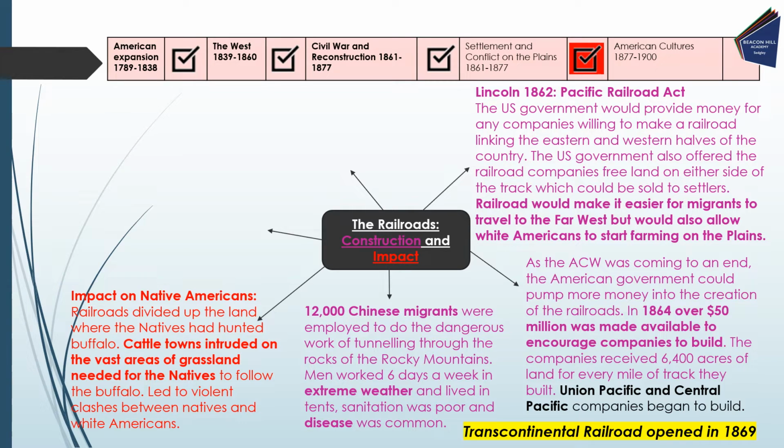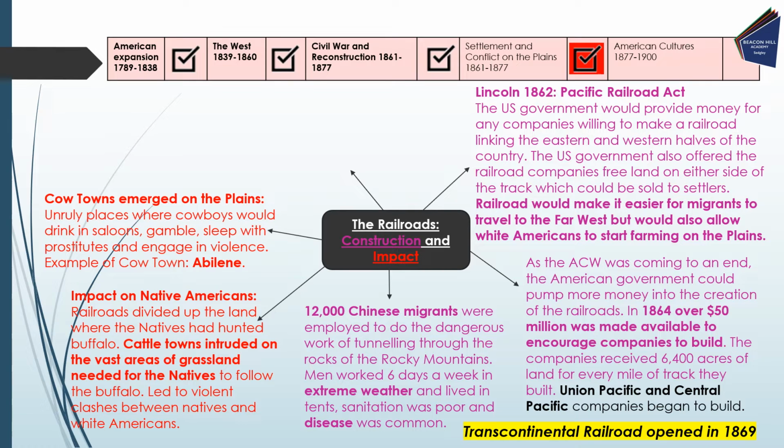Cow towns also emerged on the plains. You'll see right at the end of this information, I've put Abilene in bold font for you. It's always good to have an example, and Abilene is the one that you would go for if you were talking about the cow towns.